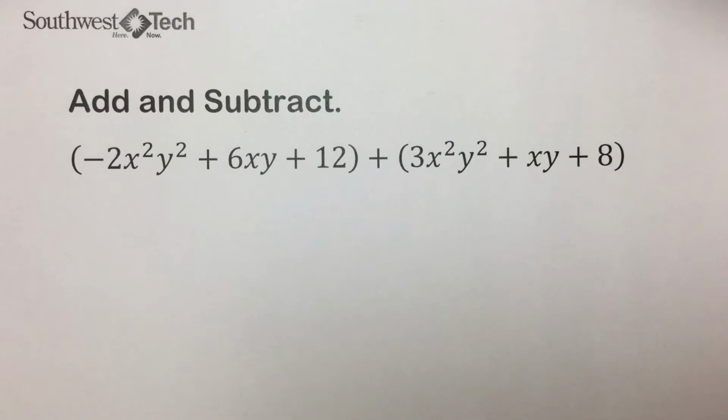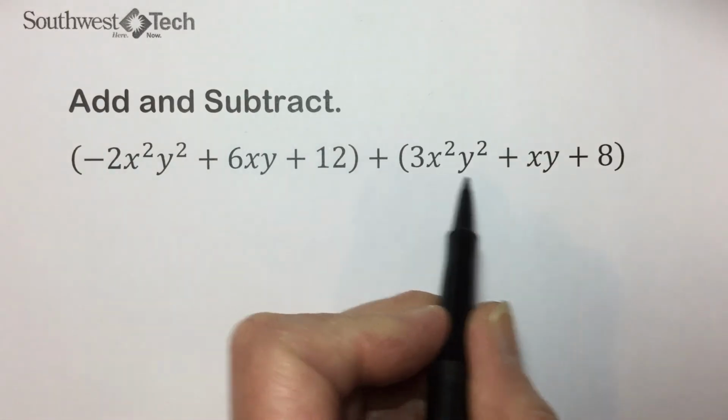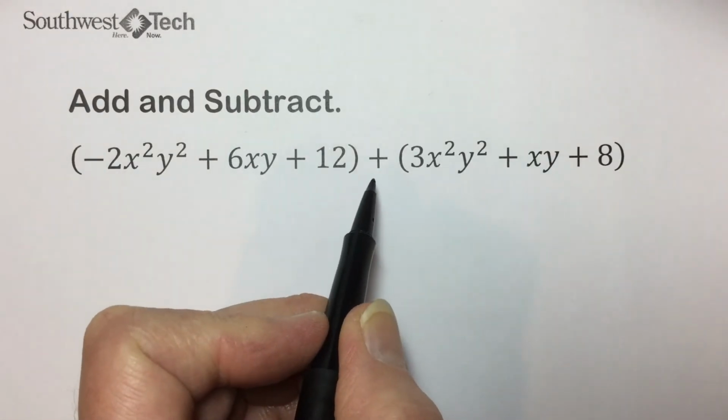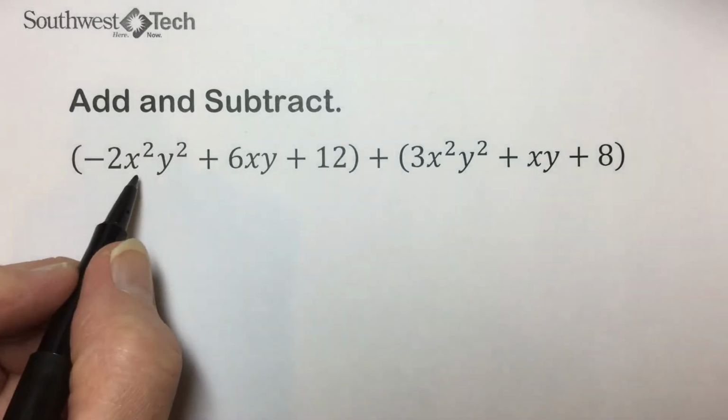The procedure used for adding polynomials in one variable is used to add polynomials in several variables. Basically, since it's all addition, we're looking to combine like or similar terms. We have a trinomial plus another trinomial. Since it's addition, the parentheses have no effect. So our mission will be to combine like terms.